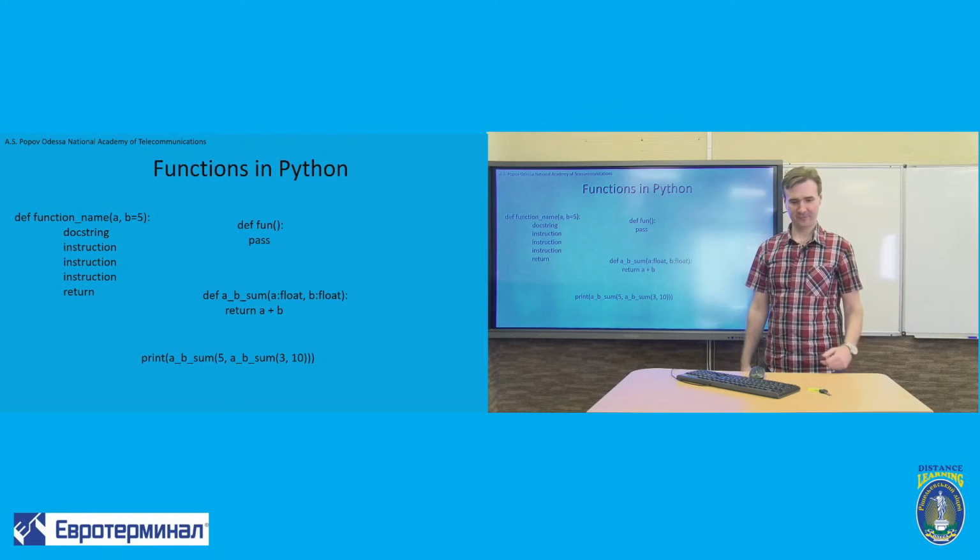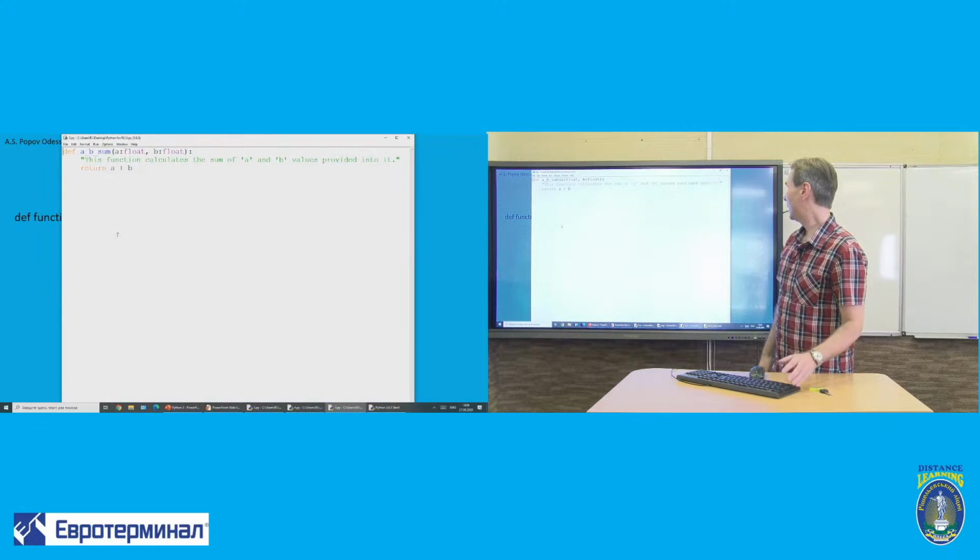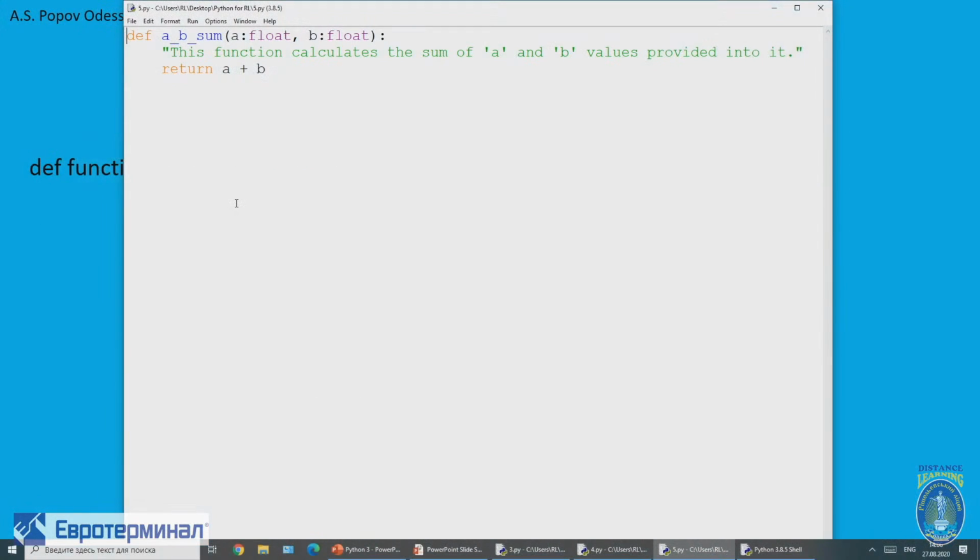Now let's start writing our function. So here is the code. We use the def keyword and then we define the function that is called absum. And here in brackets we specify two arguments that should be provided into this function. Take a look at this syntax. Here you specify what type of data should be provided into this function.